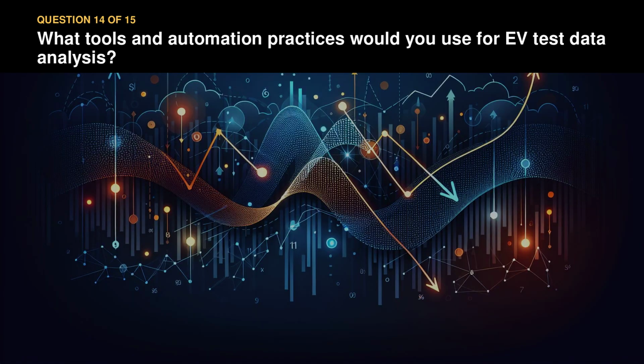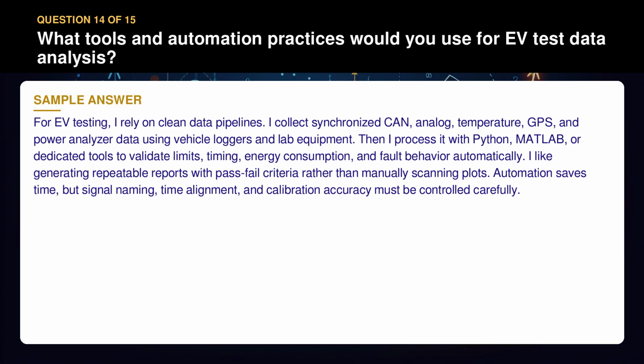Question 14. What tools and automation practices would you use for EV test data analysis? For EV testing, I rely on clean data pipelines. I collect synchronized CAN, analog, temperature, GPS, and power analyzer data using vehicle loggers and lab equipment. Then I process it with Python, MATLAB, or dedicated tools to validate limits, timing, energy consumption, and fault behavior automatically. I like generating repeatable reports with pass-fail criteria rather than manually scanning plots.